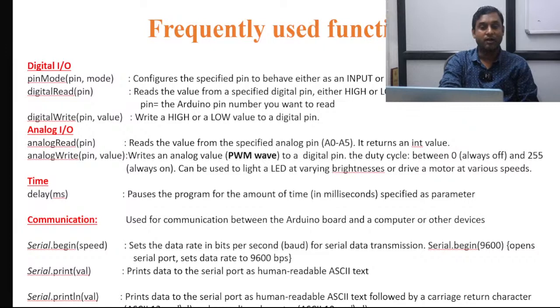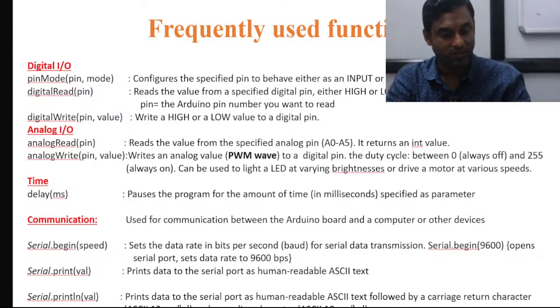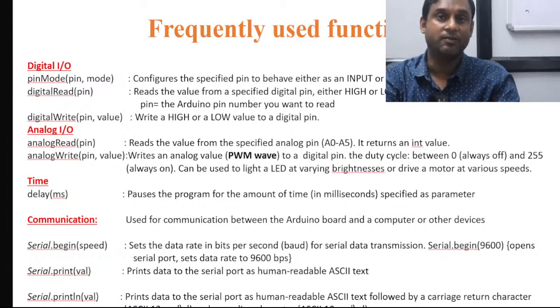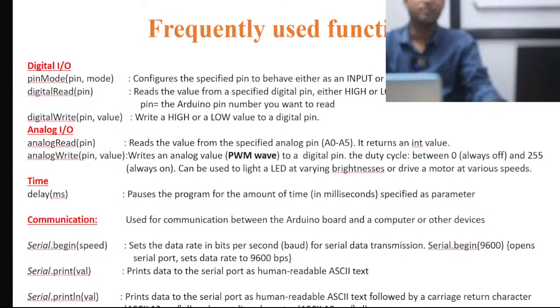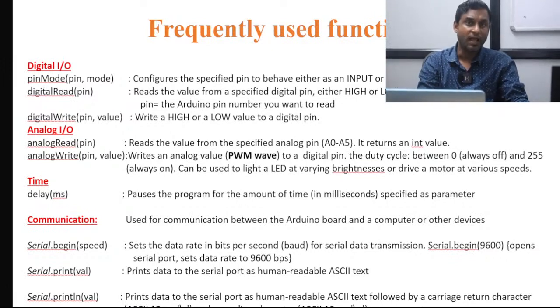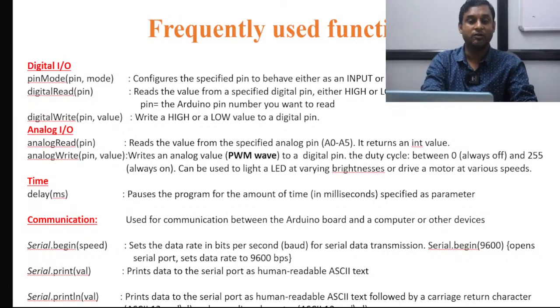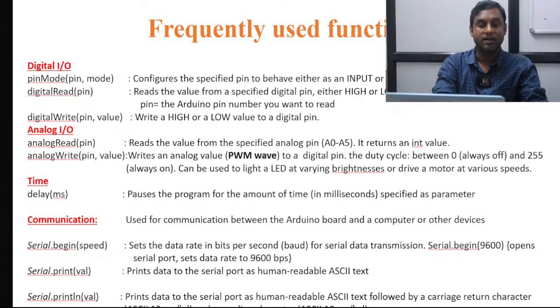In analog I/O, as I told, there are a total of 6 analog pins, and on these 6 analog pins we will get the analog values from the analog sensors. Like I told, the gas sensor is your analog sensor. Similarly, the LM35 is an analog sensor. From there we will get the analog value. To read this value, we will need analogRead(pin). So the command is analogRead.